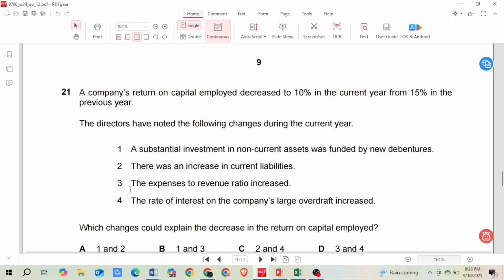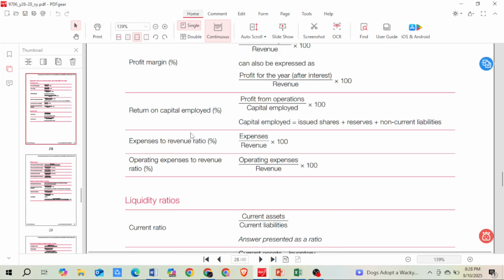Number three, the expenses to revenue ratio increases. Expenses to revenue is expenses divided by revenue, and that is the formula we have here. It is increasing, so that means there is more expense or less revenue. If the expense is more, the profit would decrease, and if the revenue is less, the profit would decrease as well. That means it will also affect the return on capital employed.